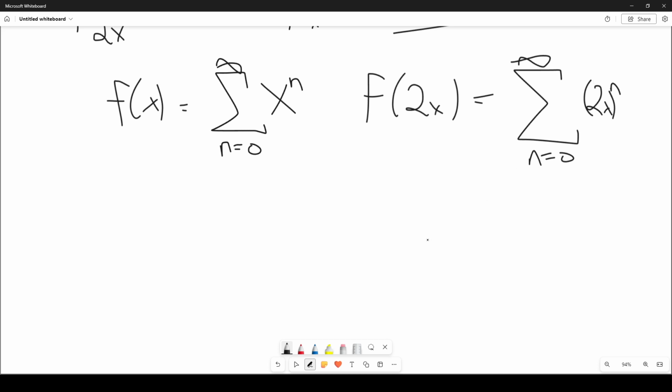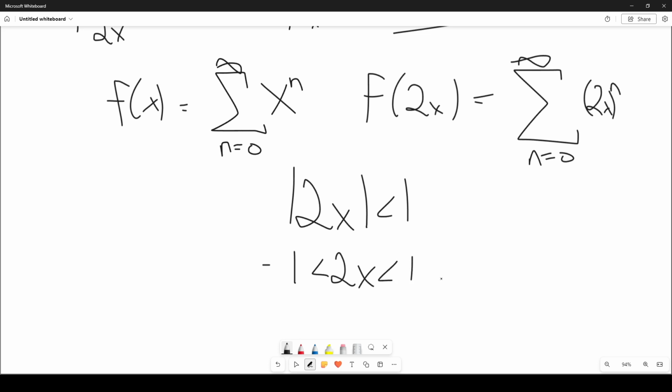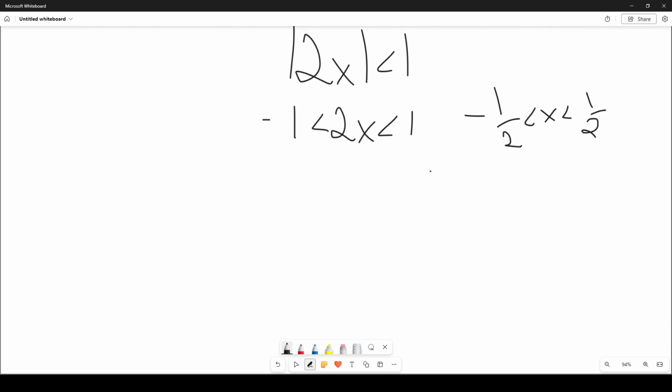Well, before we use the ratio test, and that would work just fine, since we kind of have it in this nice form, why don't we just use the geometric series test? The geometric series test will tell us that we need the absolute value of 2x to be less than 1 for this to converge, which means that negative 1 is less than 2x is less than 1, which implies that negative 1/2 is less than x is less than 1/2. So this is our interval of convergence, and our radius of convergence would be 1/2, since we're centered at 0.